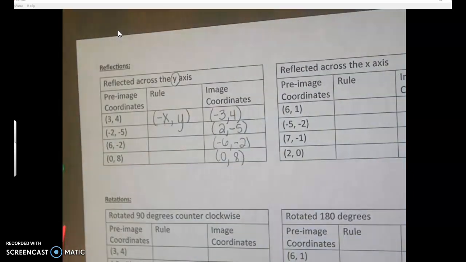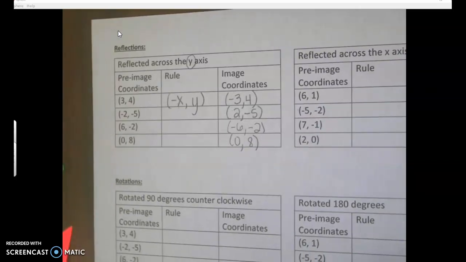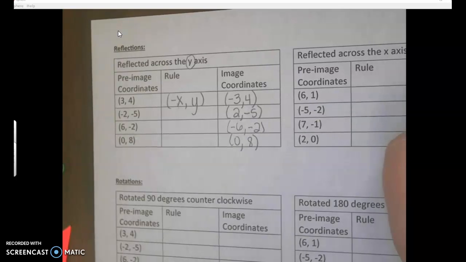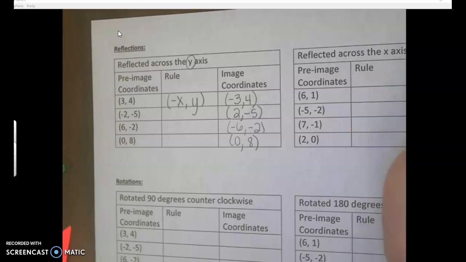So what I want you to do is pause this video and try the next reflection, and when you're done, unpause the video so you can check your answers. All right, so you should have already paused the video and gone ahead and tried this. Some of you might not do that. You might just skip ahead.